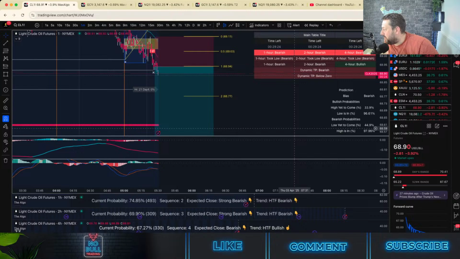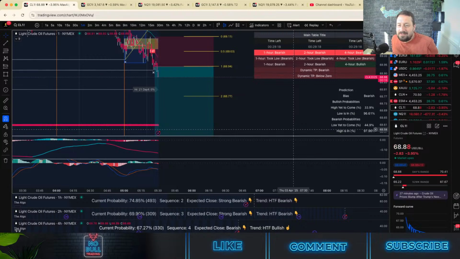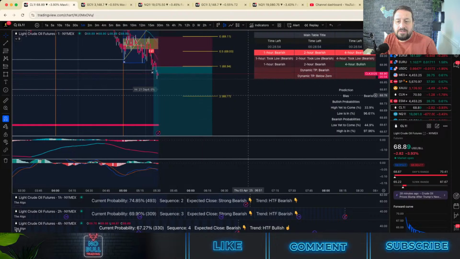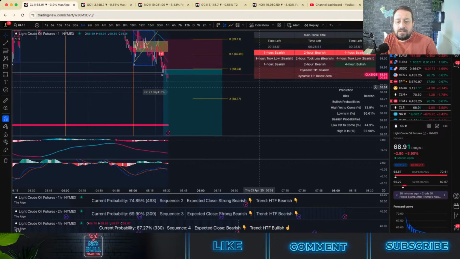I'll just close it now for a win. I'm only joking. I'm planning on going break even. So I think kind of around the weekly low, I'm not super confident in the trade. Obviously, look, everything's bearish. High time frames are bearish. We're below.